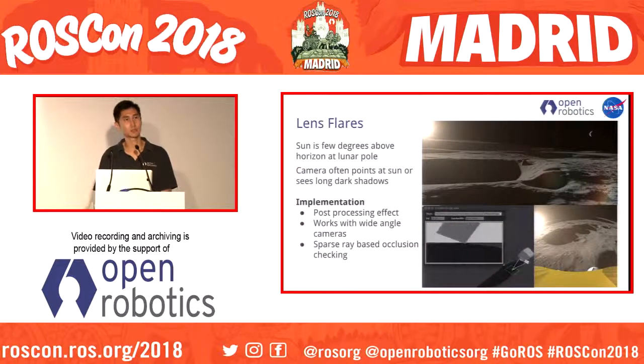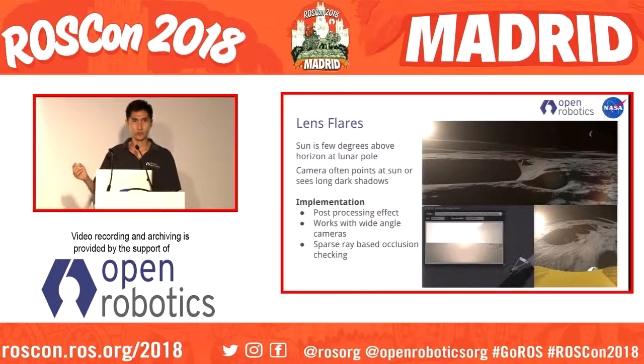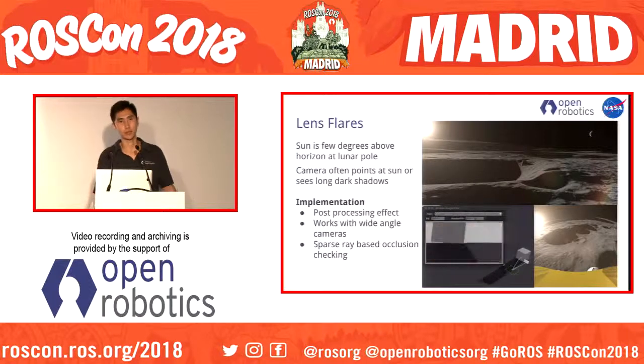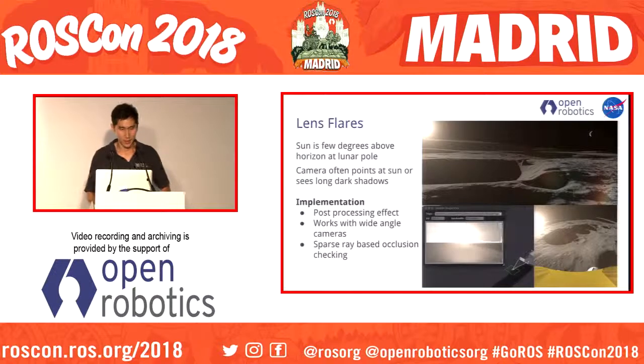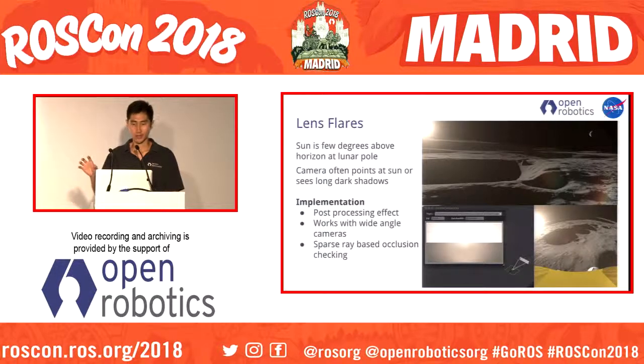It's basically a sensor plugin that you can attach to any of the cameras. We'll look for the first directional light in the world, and we'll put the effect there. It's just a post-processing effect like the ones you see in games. It's not physically based. What that means is basically you have an image, and then you just overlay the effect on top of it. But it works with wide-angle cameras too. They're using wide-angle cameras for the hazard cameras, as you see on the bottom right there.